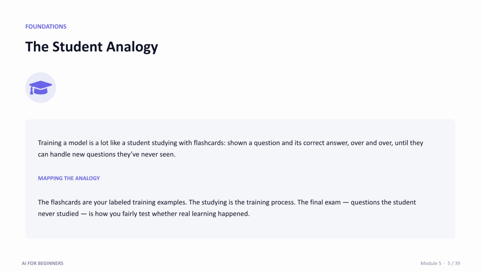An easy way to think about this is the student analogy. Training is like a student studying with flashcards. They see a question and the correct answer repeatedly until they can solve problems they've never encountered. The flashcards are your labeled data, the studying is the training, and the final exam represents your testing phase.